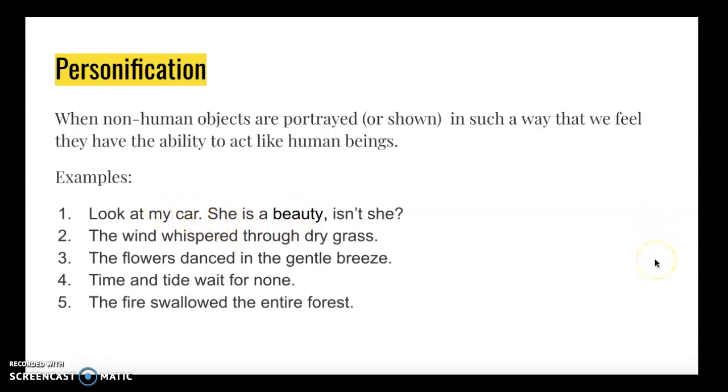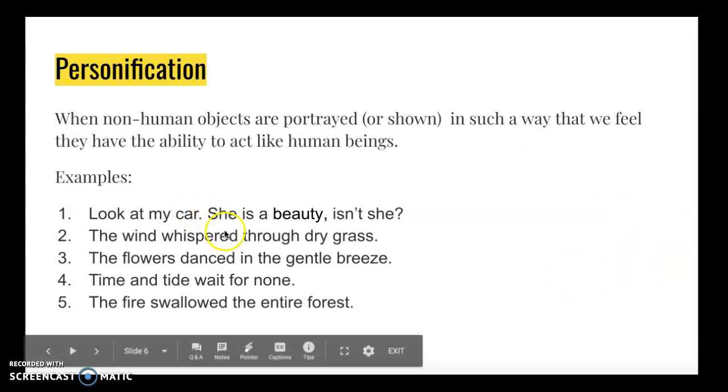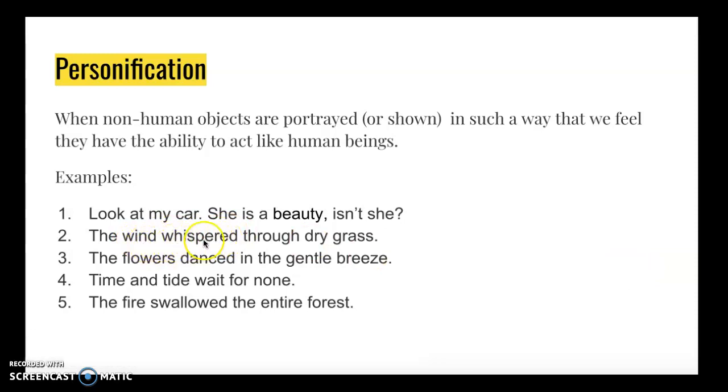Okay, let's look at number 2. The wind whispered through dry grass. So can wind whisper? It cannot, because the wind is not human. Okay, so if you think about this kind of sentence, we can just see the grass kind of swaying back and forth. Okay, that's what it's trying to make us visualize.